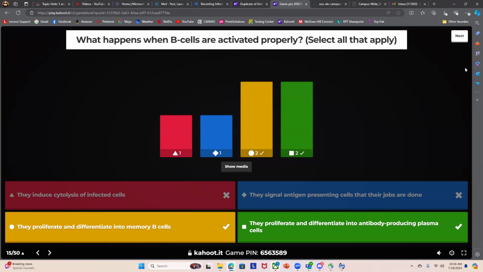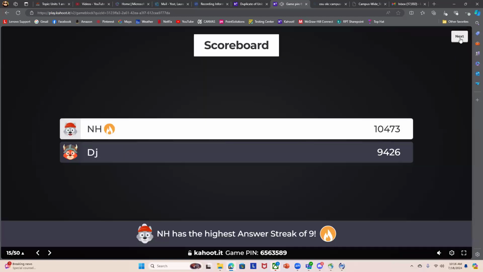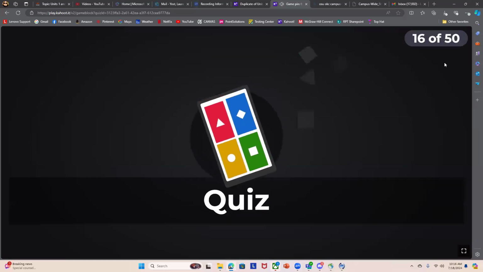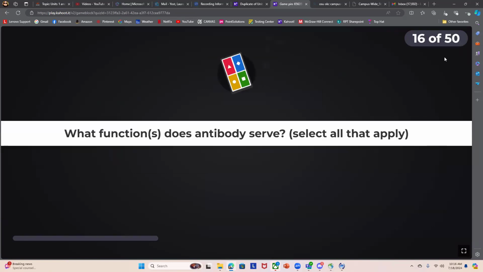The 3 things they're going to turn into are plasma cells, that is, they make antibody. Then we have memory cells that are going to retain memory for the next time we see this thing again. And the third one is going to be those regulatory cells, which isn't on this list, but that is the other thing they'll turn into. There's always a regulator every time, no matter what immune cell you're in the acquired immunity. All right, multi-select again. What function or functions does antibody serve?